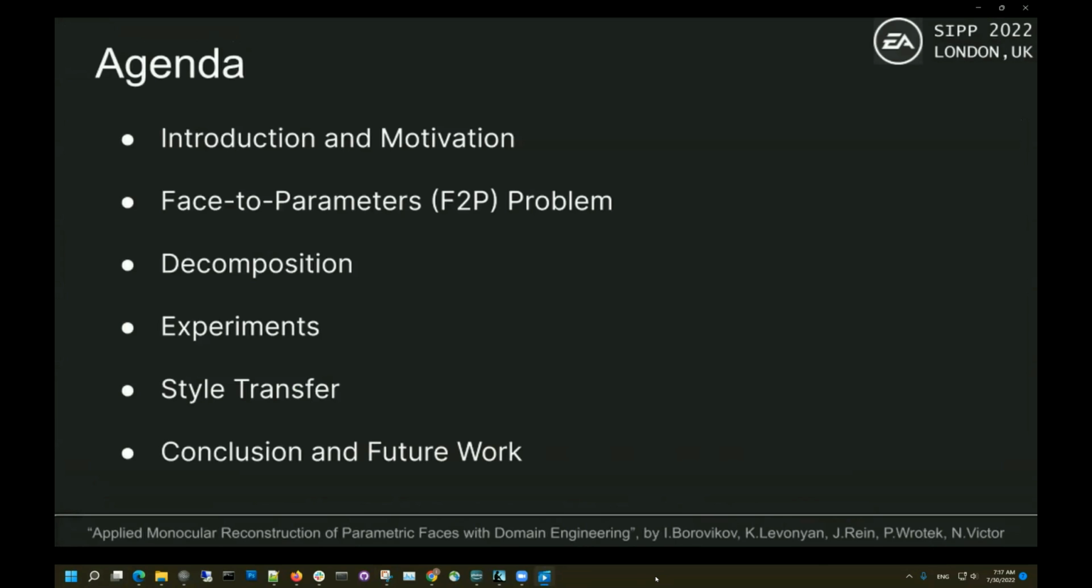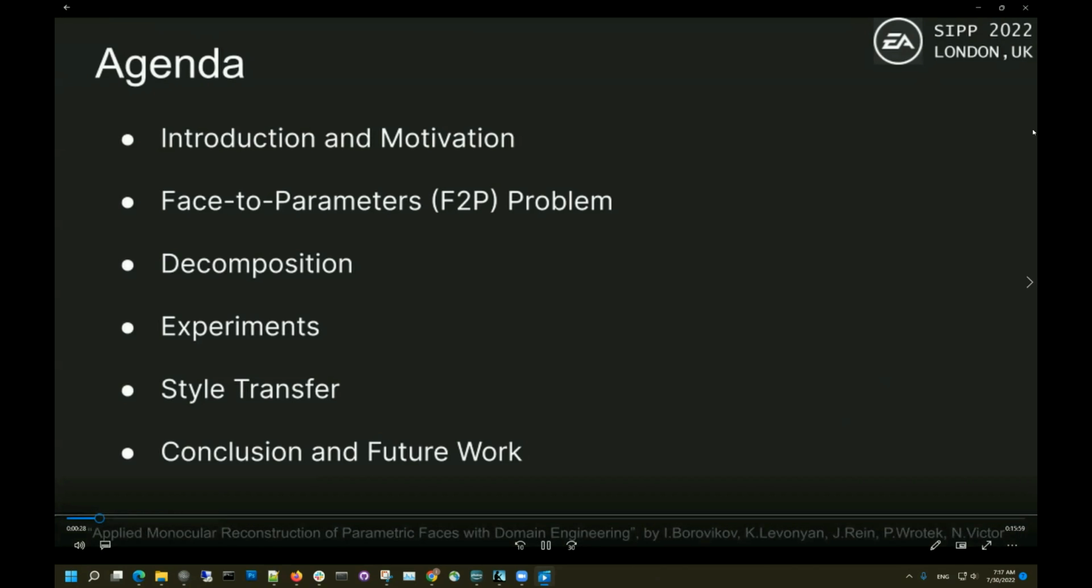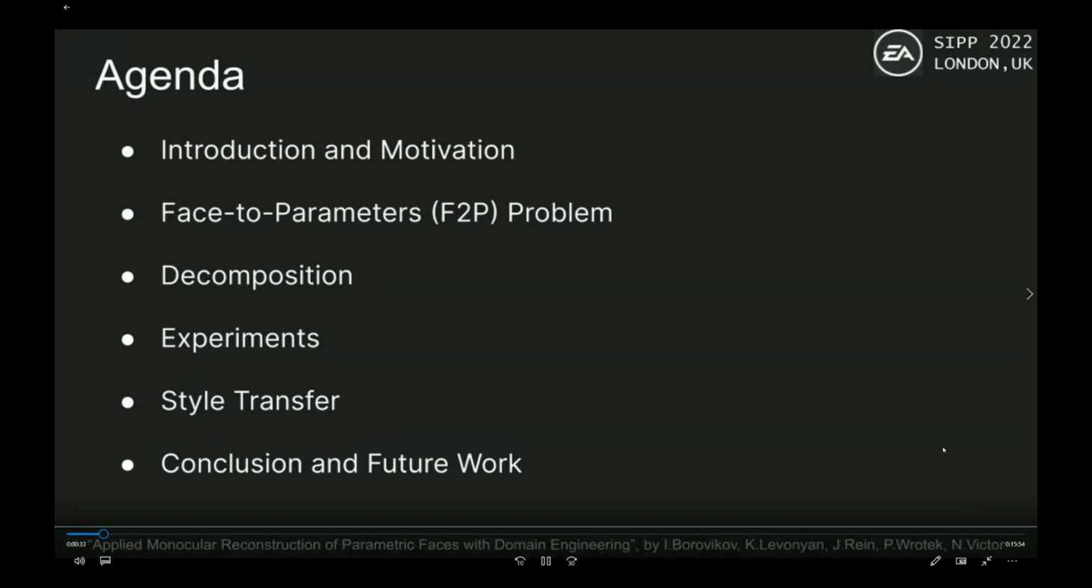We start with an introduction and motivation, then explain the face-to-parameters problem, or F2P for short. Next, we will explain how decomposition can help us with training ML models in the F2P problem. Also, we will briefly discuss the experiments we conducted. Finally, we will touch upon the subject of style transfer and mapping between models. The conclusion and future work will wrap up this presentation.